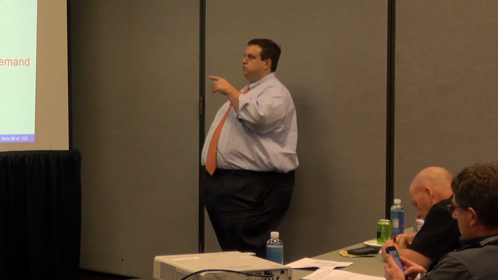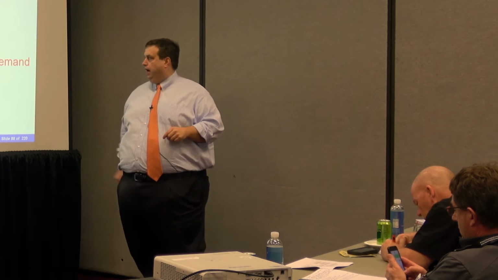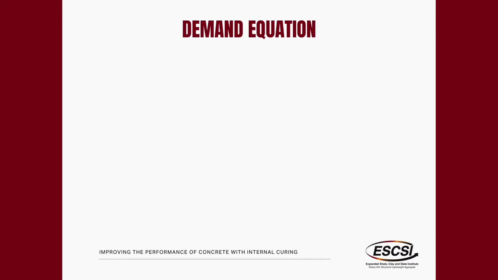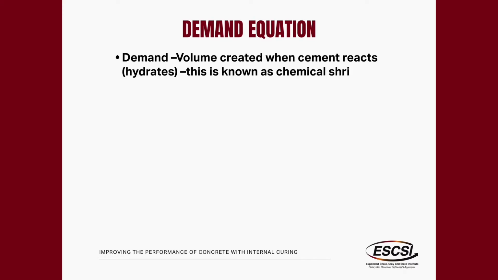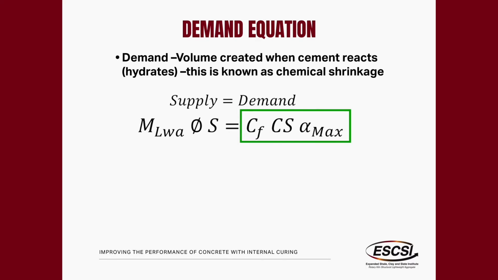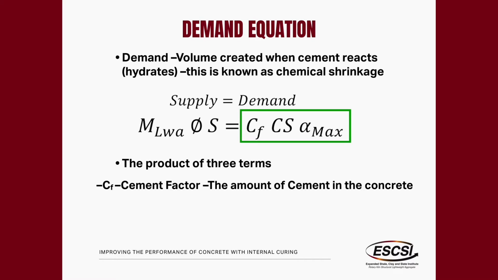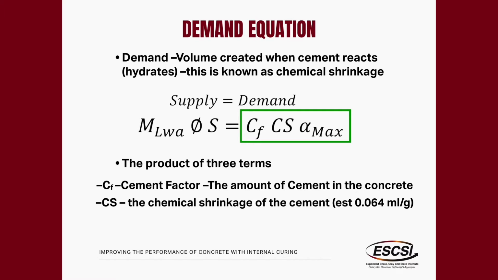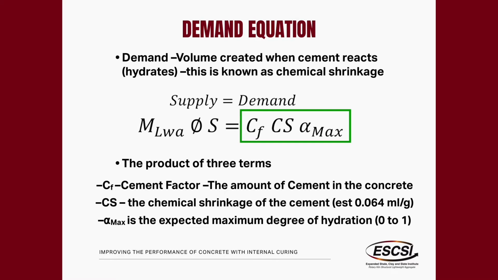Now, the next thing we'll do is a simple calculation where we look at that supply and demand equation. The demand is really calculated based on 3 numbers. It's based on the cement factor, which is how much cementitious material you have in the system, 564 pounds of cement, for example. It's based on the chemical shrinkage, right? This is that number we said that's about 7 ounces per 100 ounces or 7 pounds per 100 pounds, or we can go into milligrams if we want to. And then the maximum degree of hydration, and the simplest thing to say here is 100%.